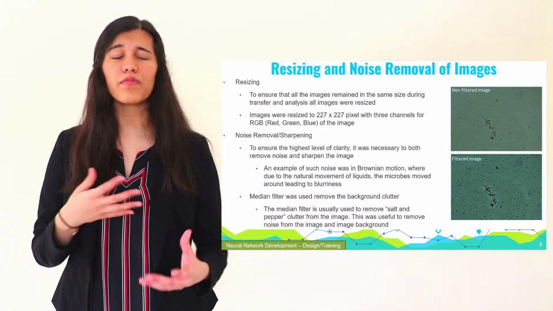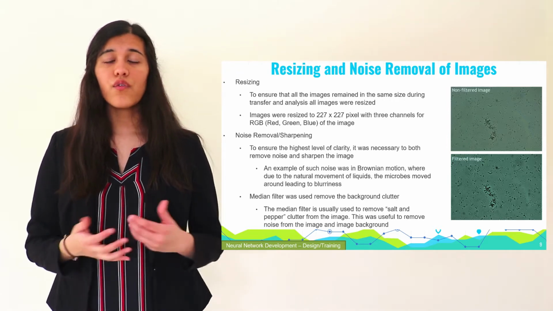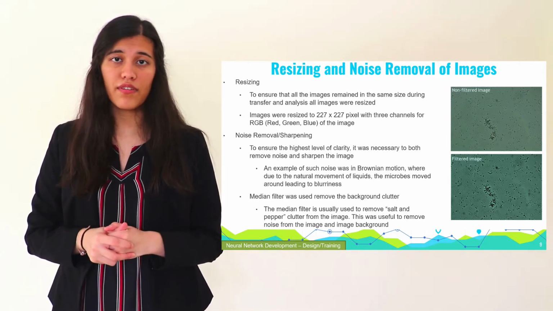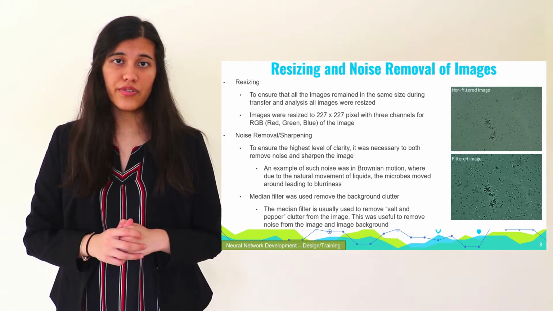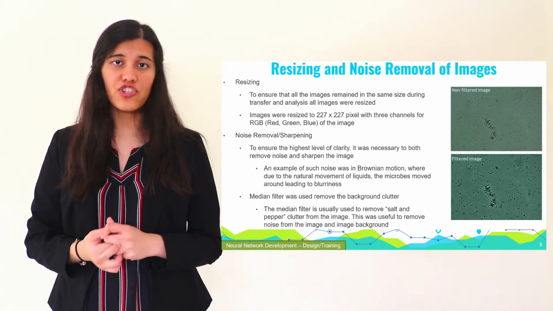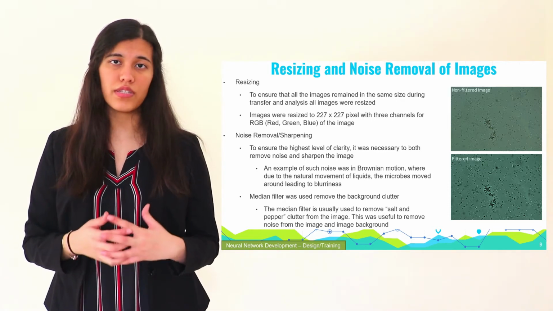I then performed some image resizing and feature extraction on these images. For the image resizing, I resized them all to a 227 by 227 vector with 3 RGB channels. I also noticed there was a lot of background noise in some of these images, so I performed a median filter and a contrast filter to remove some of this noise.